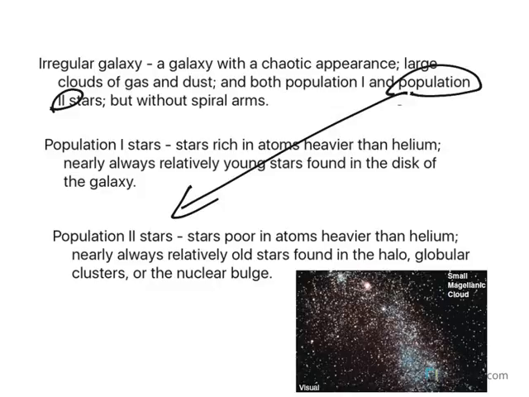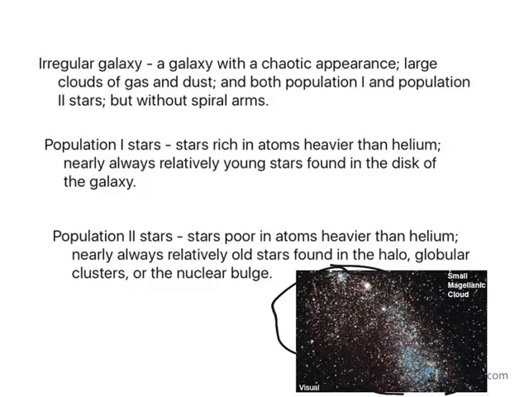Here's another example from your textbook. It's the Small Magellanic Cloud. Notice the chaotic appearance. It's just everywhere. We see large clouds of gas and dust. Here's some over here, and here's one right there. And we see another grouping up there. And we can see both red and blue stars in the image. So if you look closely, you can see red stars and blue stars.